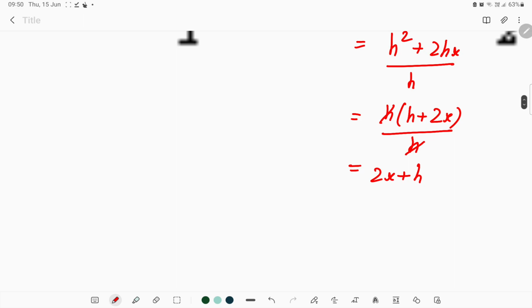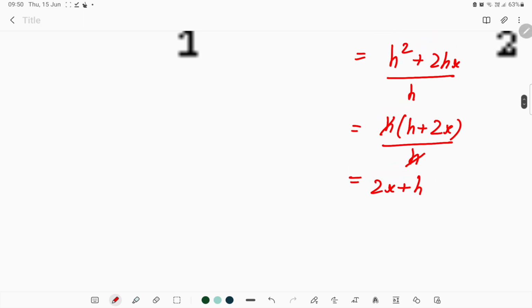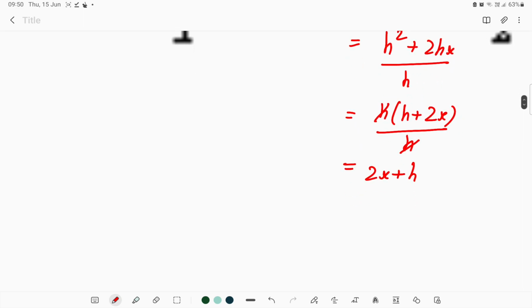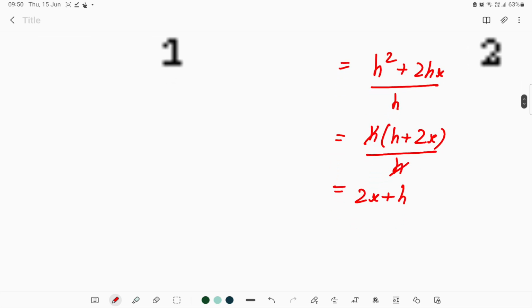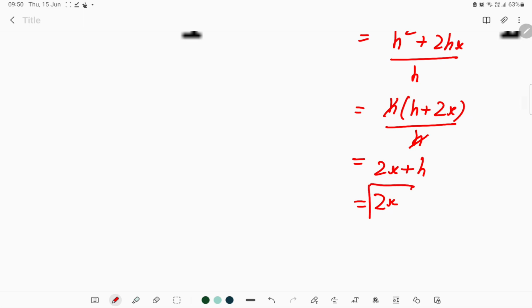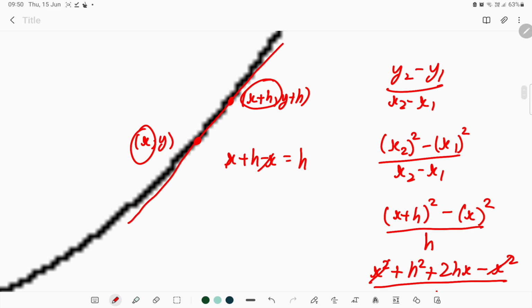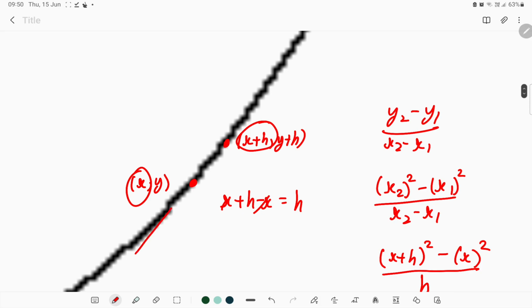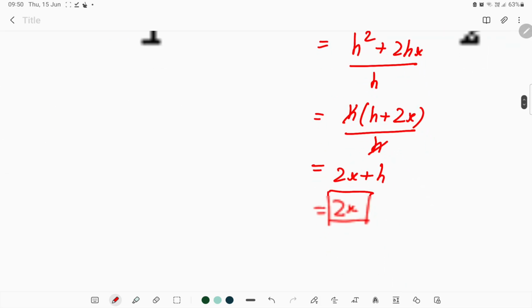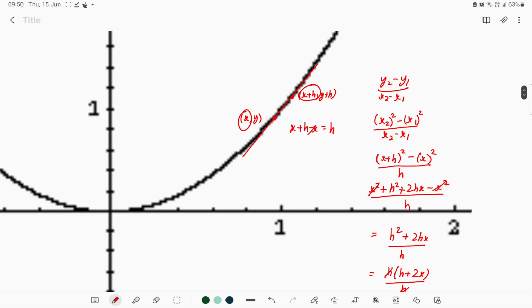And remember that h is an unimaginable quantity. It's as small as it can get. So we do not consider h because it's very small, right? It makes no difference if we include h or not. So 2x plus h is the same as 2x, because h is a negligible quantity. So what are we getting? We're getting 2x. What does that mean? It means that the slope at this point of the curve is nothing but 2x. And like that, we can take out the slope of any point on this curve.